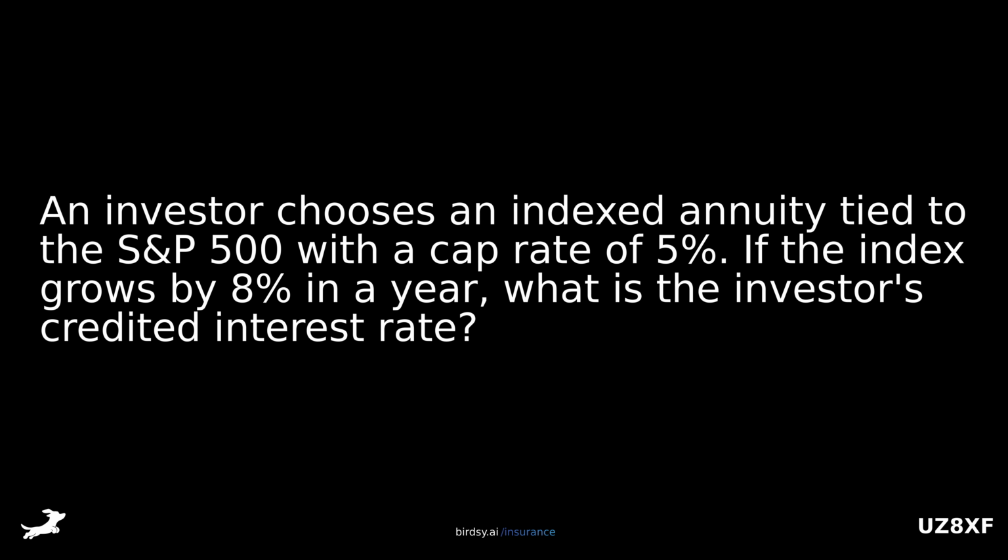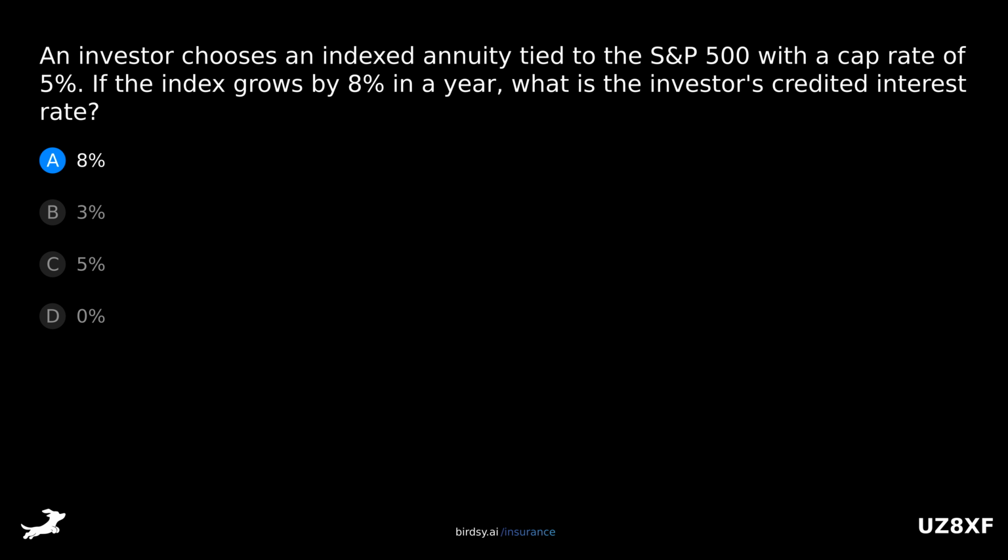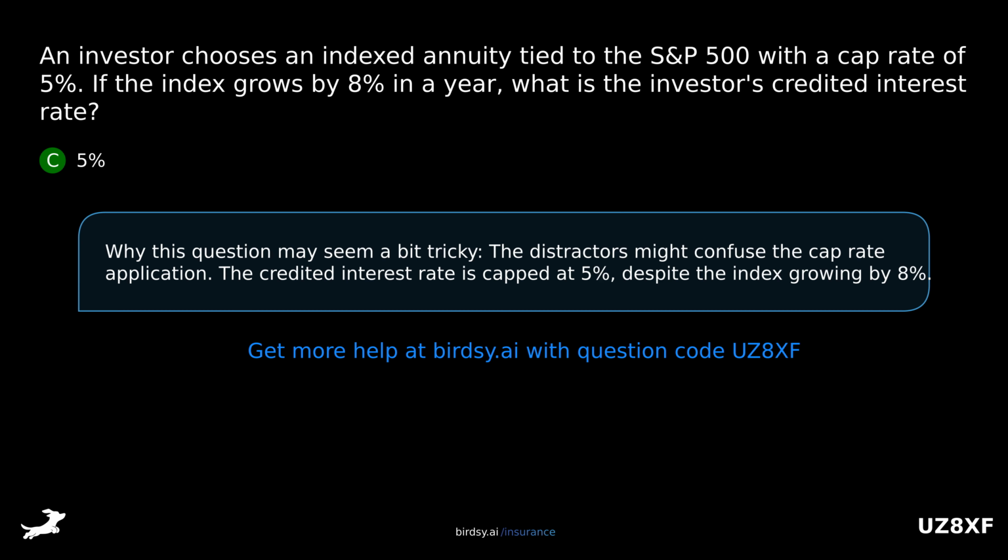An investor chooses an indexed annuity tied to the S&P 500 with a cap rate of 5%. If the index grows by 8% in a year, what is the investor's credited interest rate? Is it A, 8%, B, 3%, C, 5%, or D, 0%? The answer is C, 5%. Why this question may seem a bit tricky: the distractors might confuse the cap rate application. The credited interest rate is capped at 5%, despite the index growing by 8%.